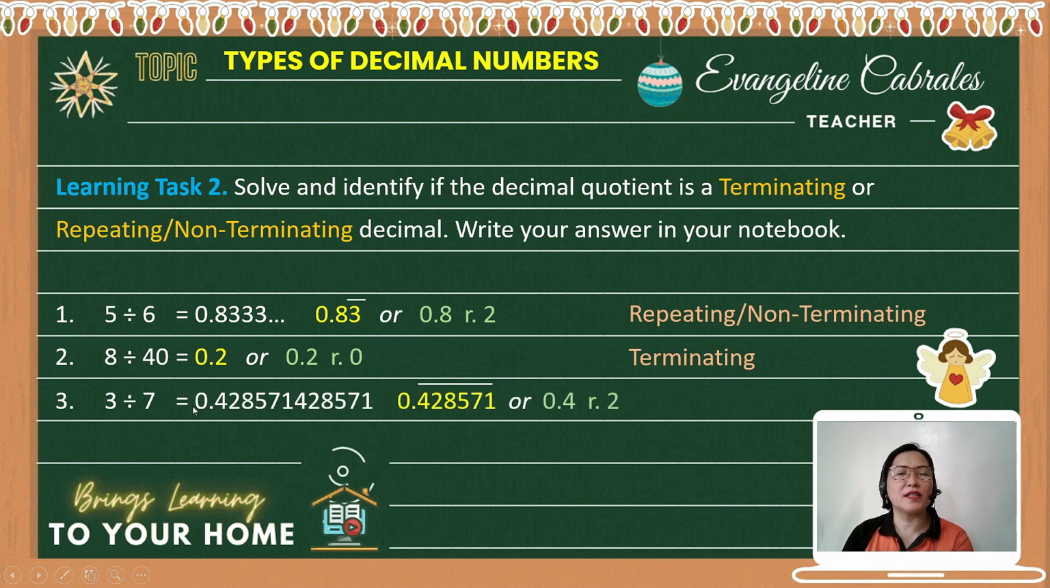Ang sagot ay 0.428571428571. So, pwede siyang isulat na 0.428571 na may vinculum sa ibabaw ng 428571 or 0.4 remainder 2. So, ano siya? Siya ay repeating or non-terminating.